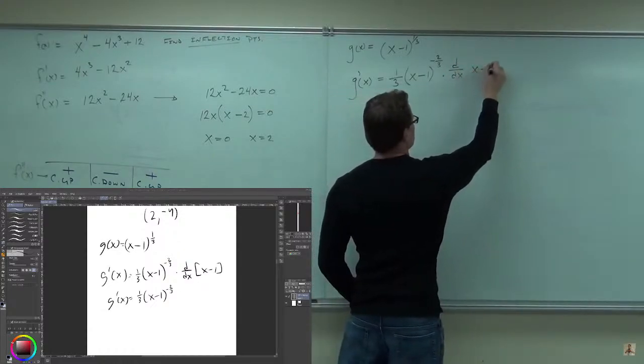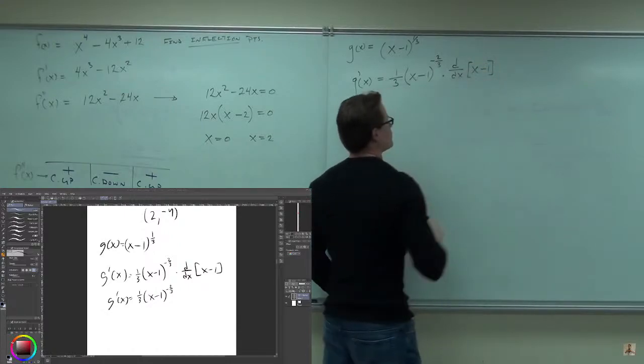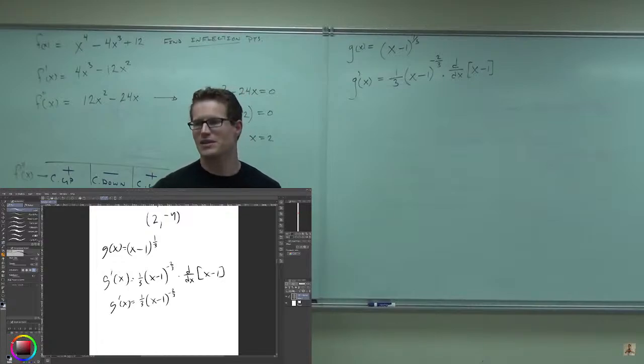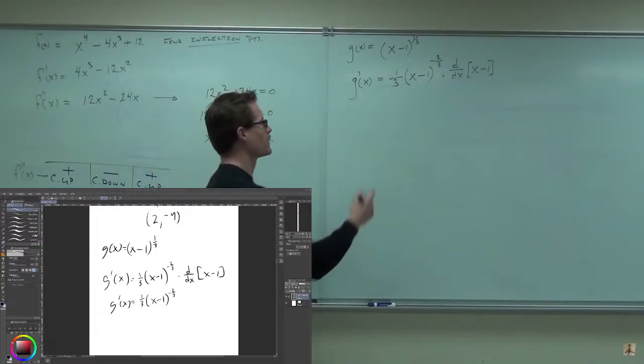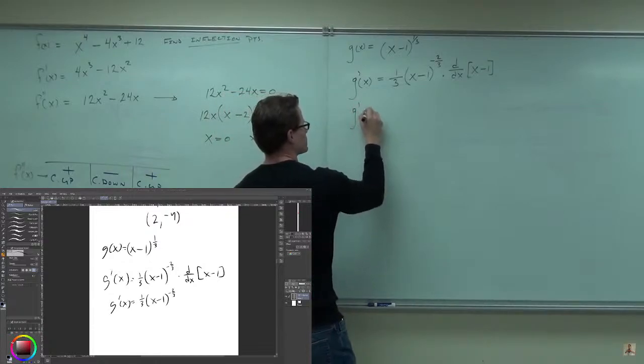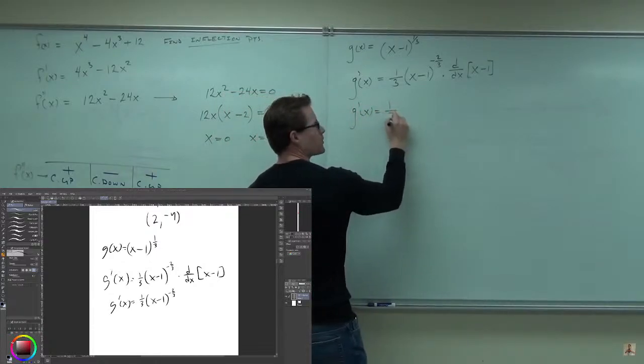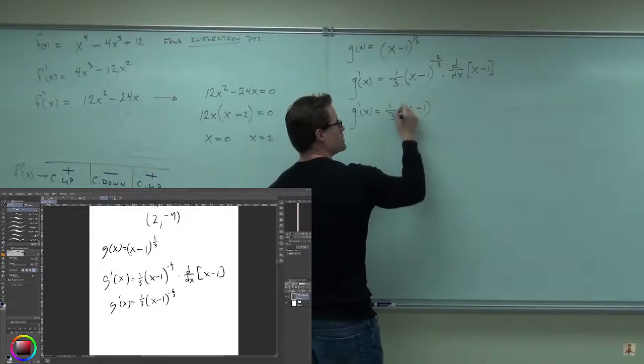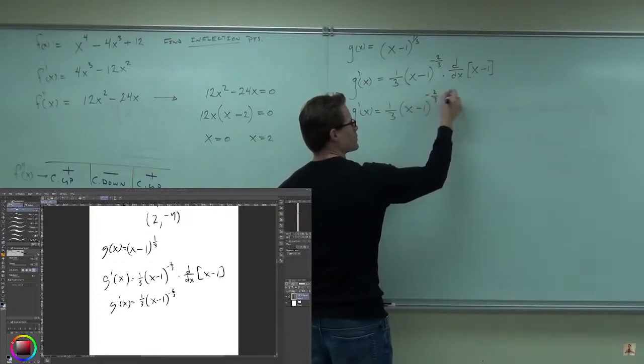Alright, so I did the first one right, I think. So far, so good? It ends up being that that was actually it, because the derivative is 1, but I do need to show the work. 1/3 times x minus 1 to the -2/3.